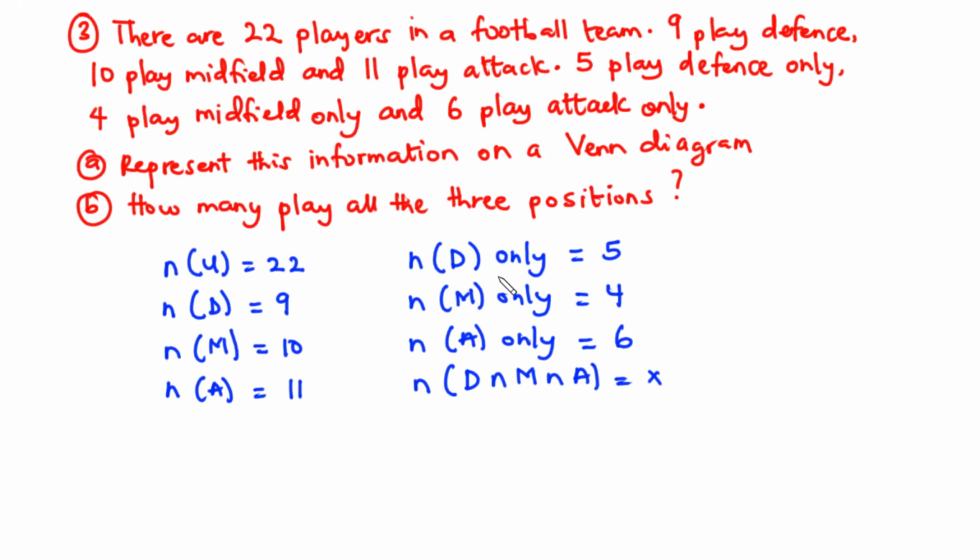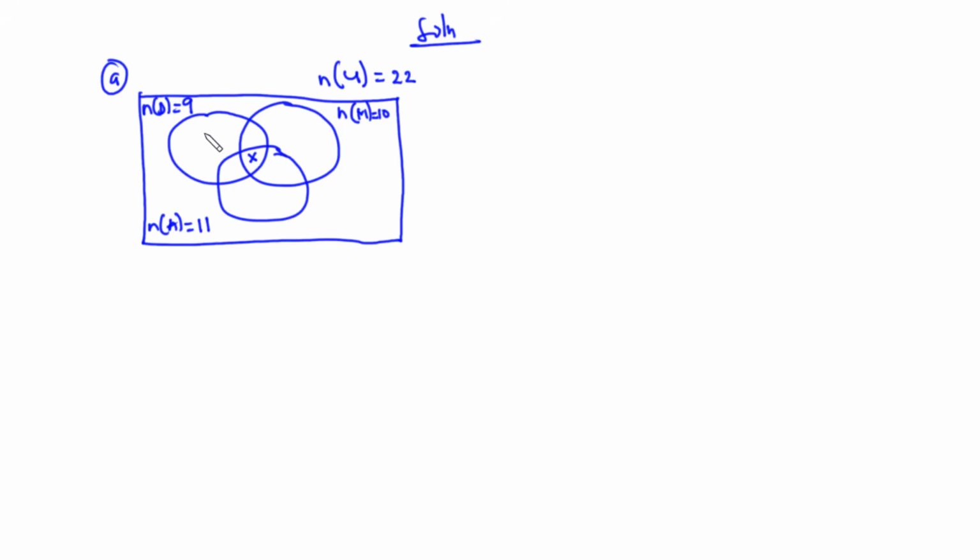Now the number of players who play defense only is 5, midfield only 4, and attack only is 6. So defense only is 5, midfield only is 4, attack only is 6. Now let the number of players who play defense and midfield only be A minus X. Let the number of players who play defense and attack only be B minus X. And the number of players who play midfield and attack only be C minus X.